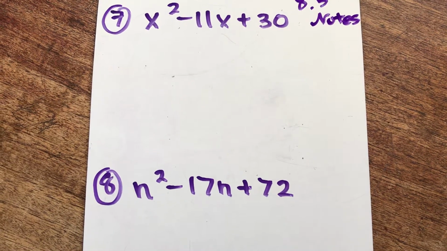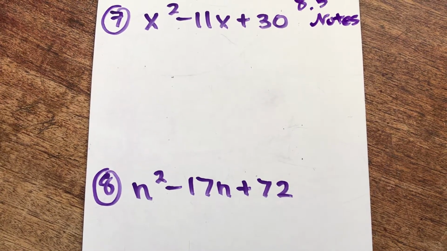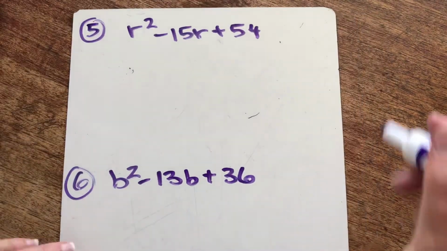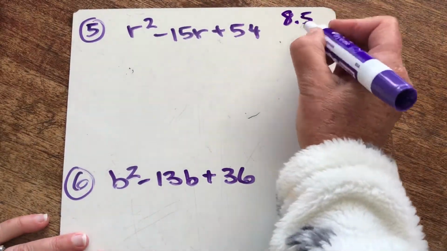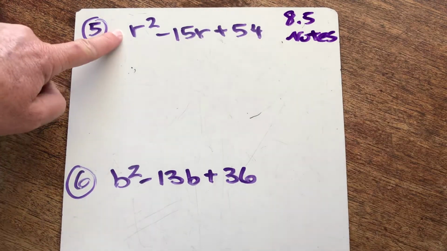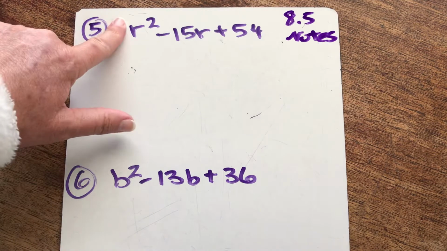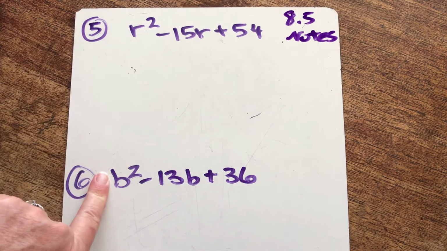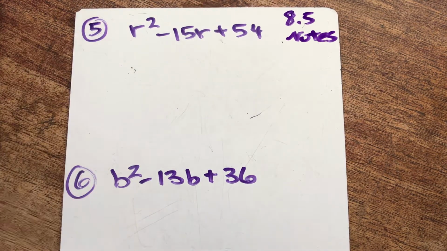Hi guys, welcome back. We're on question number 5 on our 8-5 notes. We're factoring basic trinomials where the front term is 1. That front term is called the A term. That front coefficient, excuse me. Okay, so let's keep going.